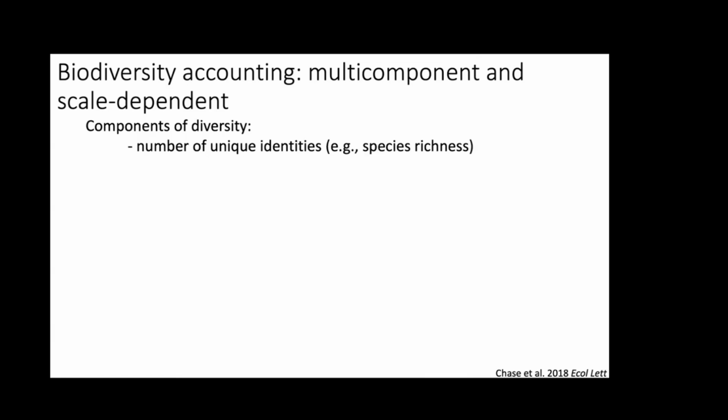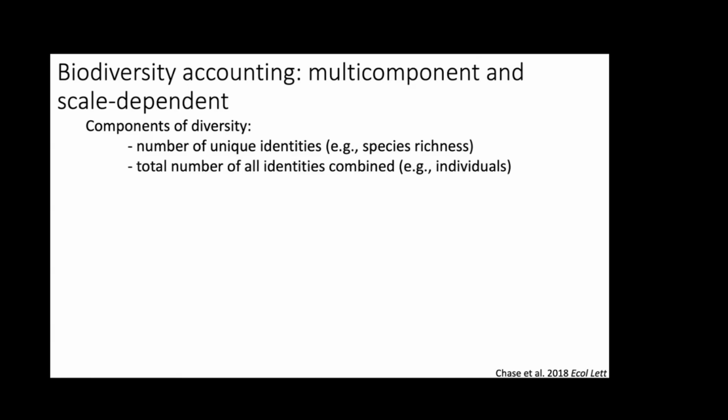When I talk about biodiversity being multi-component, the components that are most important are, first of all, the number of unique identities. For me, this is most often species richness, but for you, it may be these OTUs. What's the O? Operational, thank you. Operational taxonomic units could be the unique identities that you are counting quite frequently.